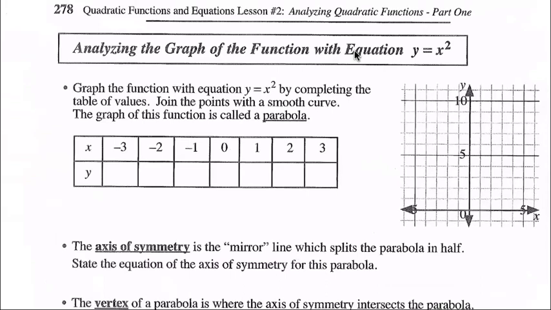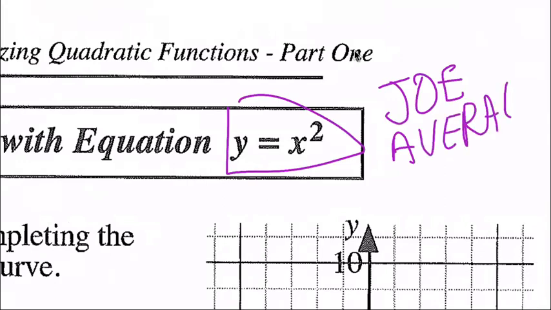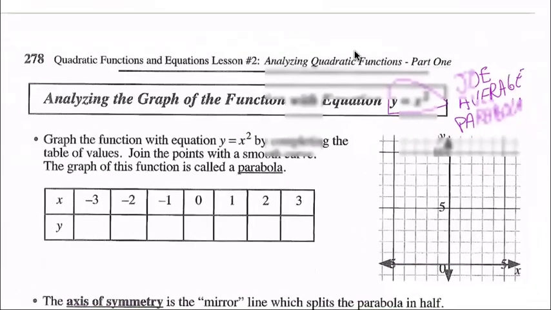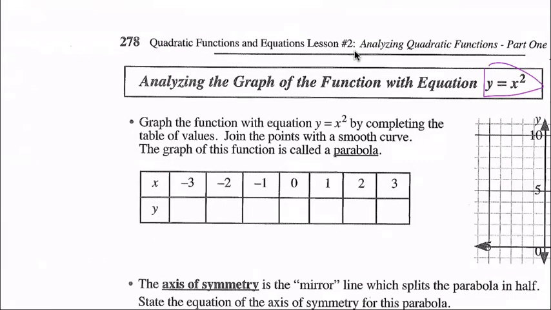Analyzing the graph of the function with the equation y is equal to x squared. We call this form of the equation, y equals x squared, the Joe average parabola. Quadratic functions lead us to parabolic curves. Parabolic curves are U-shaped graphs. For the purpose of pre-calc 11, we'll only be worried about parabolic curves that open up or open down. When you get into next year, you'll look at parabolic curves that open left and right as well. But we're only going to be concerned with the ones that open up and down.